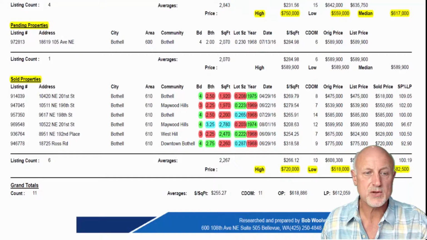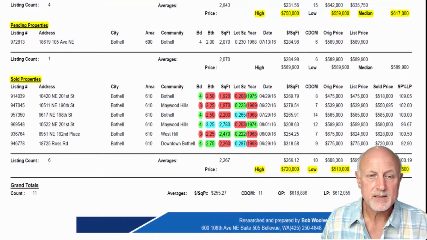And when we look at these sold properties, then we look at the price that they actually sold for versus the price they were listed.